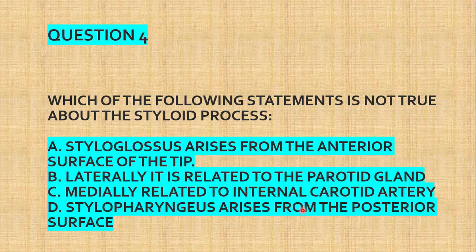A, styloglossus arises from the anterior surface of the tip. B, laterally it is related to the parotid gland. C, medially related to internal carotid artery. D, stylopharyngeus arises from the posterior surface.